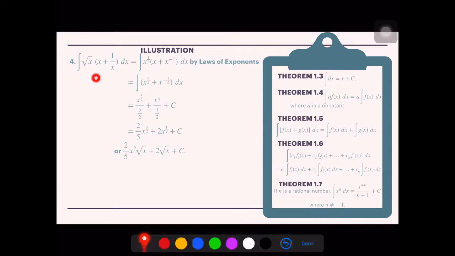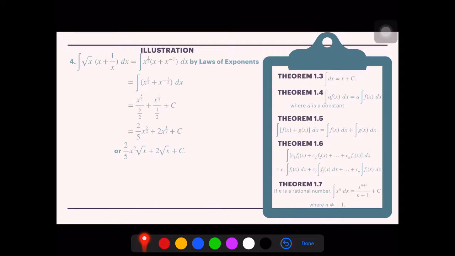As for the next item, notice that we don't have yet a theorem for chain rule of antidifferentiation. That gives us a hint that we still have to manipulate the given item to get the antiderivative of this. So by laws of exponent, square root of x is the same thing as x to the power of 1/2. Now 1 over x is the same thing as x to the power of -1.